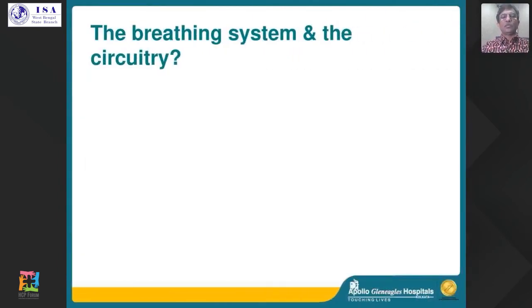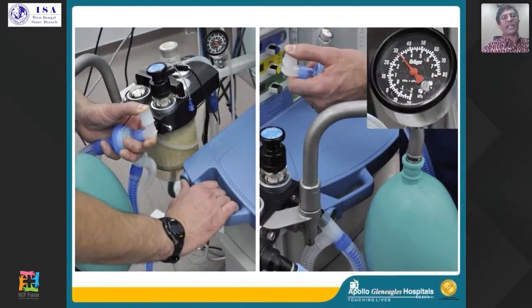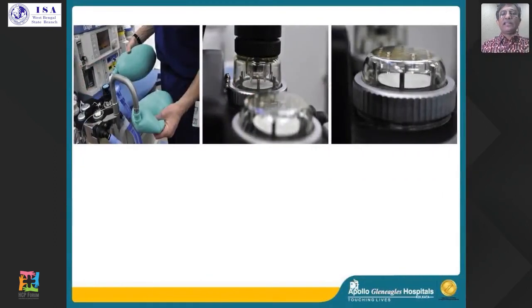So the breathing system and the circuitry can be checked. Again, with a minimal flow, you see whether you are able to maintain a sustained pressure of 30 centimeters of water, and there is no leak. You can look at the integrity of the inspiratory and expiratory valves, especially when you have a closed system or closed circuit, whatever you call it, and the bellows.